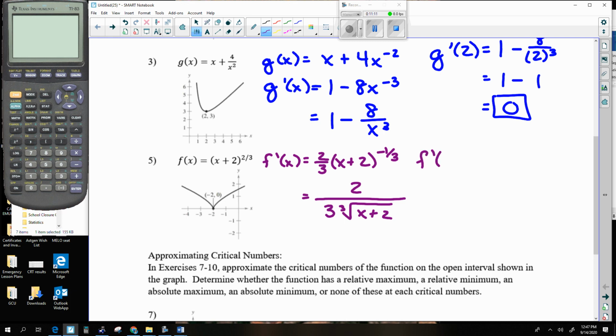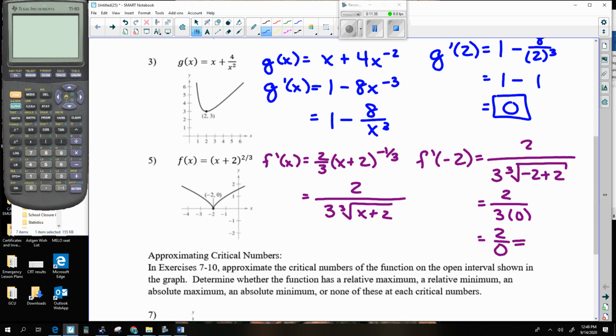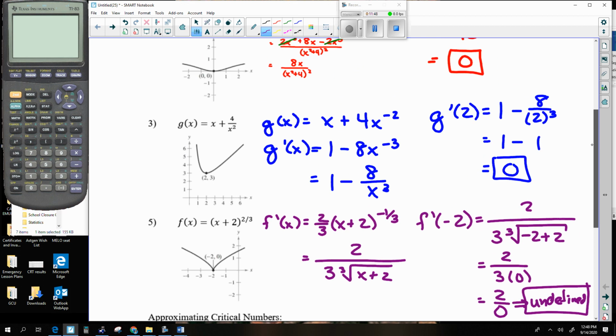And we are taking this at an x-coordinate of negative 2, and we're going to see what happens here. So that is 2 over 3 times the cube root of negative 2 plus 2. This root is 0, and so that's a denominator of 0, thus that is undefined.